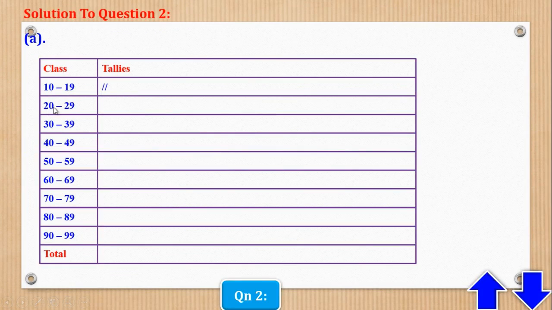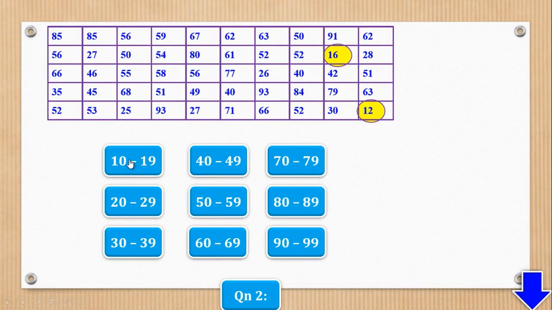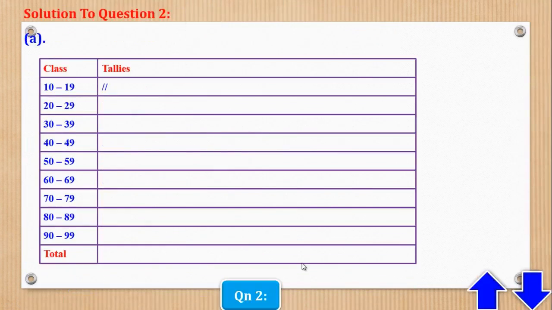Now next is to look for the values which range from 20 to 29. So I'm going to first remove these ones, and now I'll highlight the ones of 20 to 29. If you look at them, there will be 1, 2, 3, 4, 5. So I'll come back here and tally 5. So how do we tally 5? You make 4 slashes. Now the fifth one is one which crosses all to make one bundle.